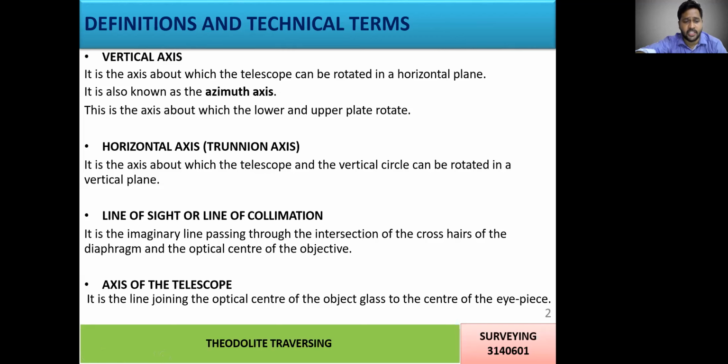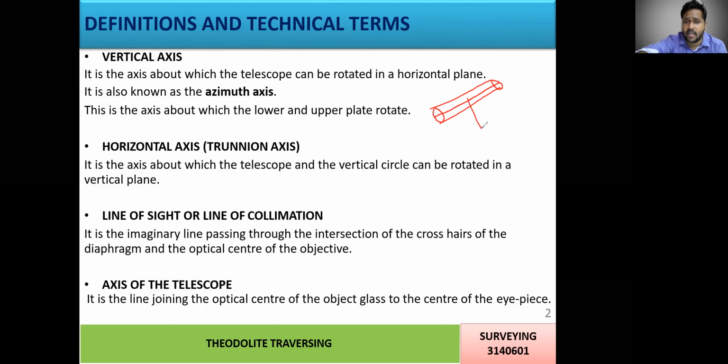The line of sight or line of collimation. What is line of sight and what is line of collimation? If this is my telescope, one is the eye plane and one is the object plane. The line passing through the center of the eye plane to the center of the object plane is nothing but the line of collimation or line of sight. It is an imaginary line passing through the intersection of crosshairs of the diaphragm. See, this is called the diaphragm, and this is called the crosshairs. So this is the center, this is the line, and the optical center of the object. From here to here, that imaginary line is nothing but the line of sight or line of collimation.